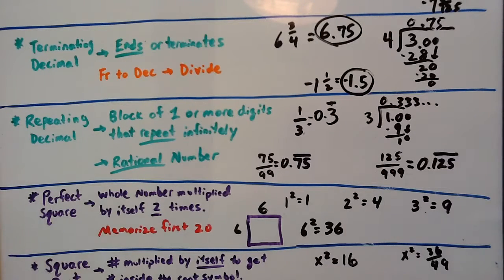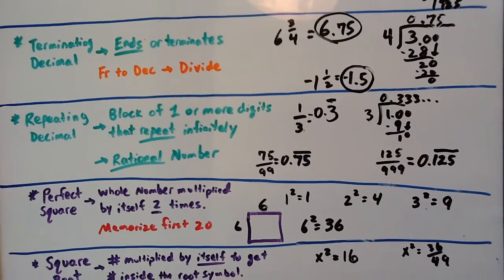Now, you should have the first 12 already memorized, like 12 times 12, or 12 squared, which would be 144. We're going to memorize all the way up to 20 squared. 20 squared would be 400.